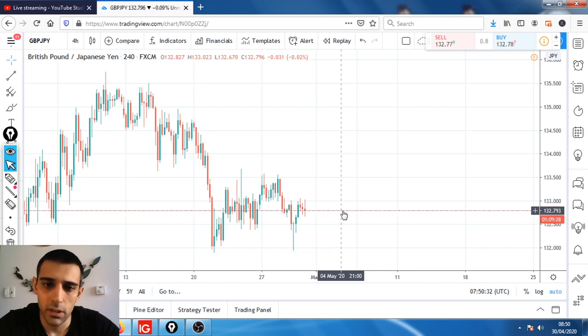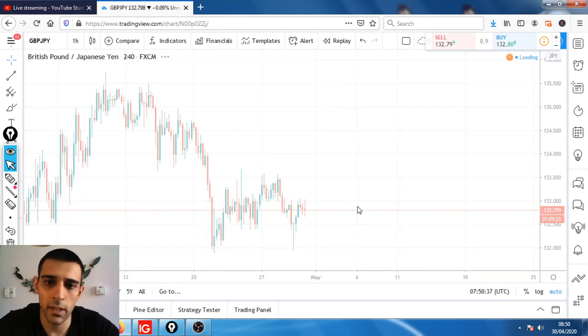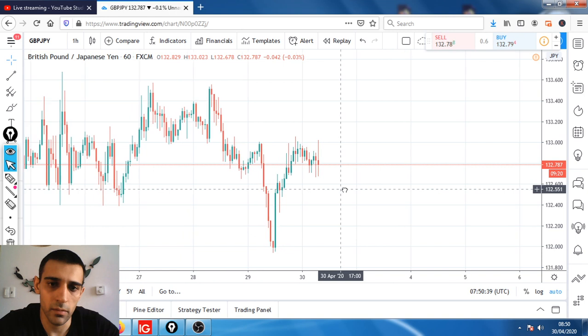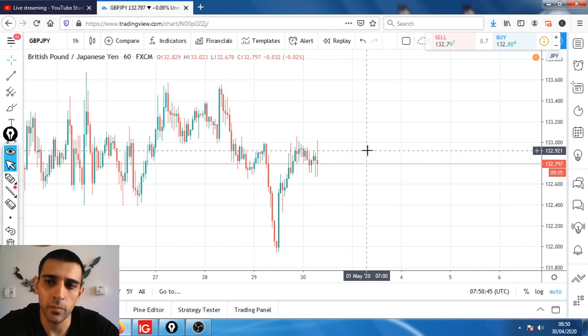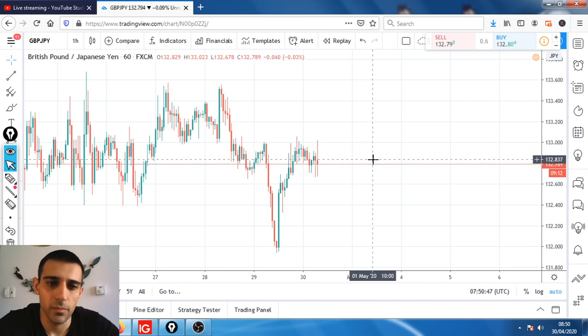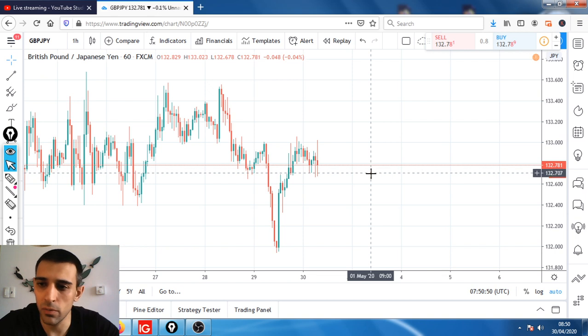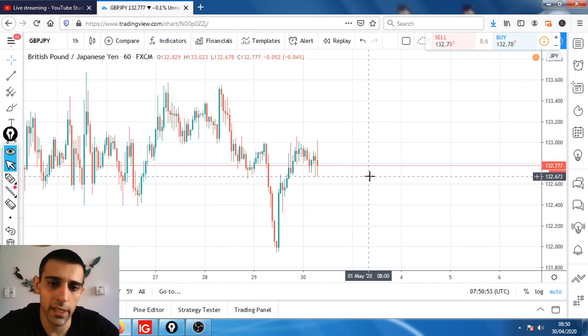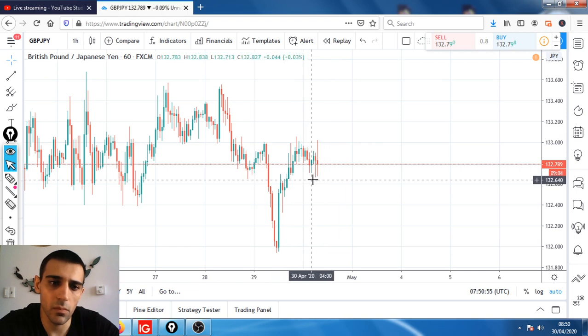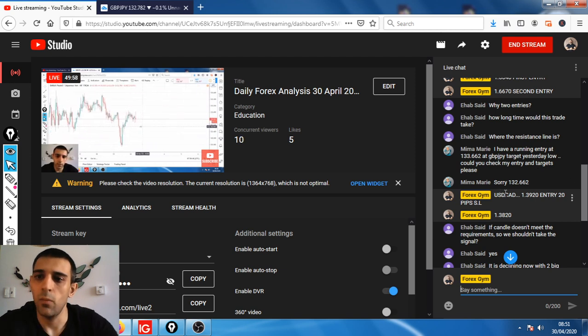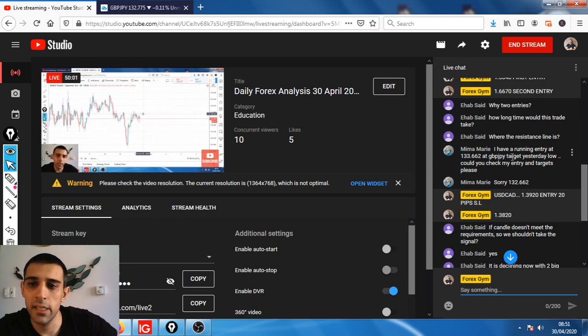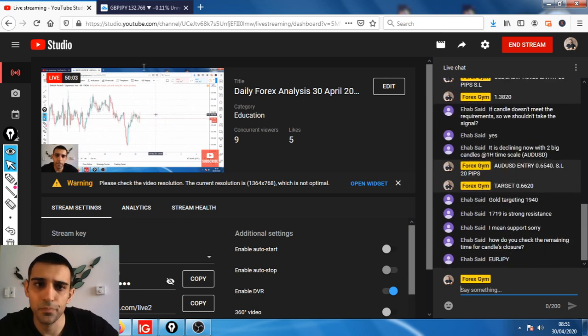Okay, 132.66. Yeah, I do need to see the 1 hourly time frame, and let's see better on this one. So the price did come up in here. What's your stop loss on this one? 132.66 is your entry. If I understood it well, your entry is at 132.66 and your target is yesterday's low, so you're short on that one.